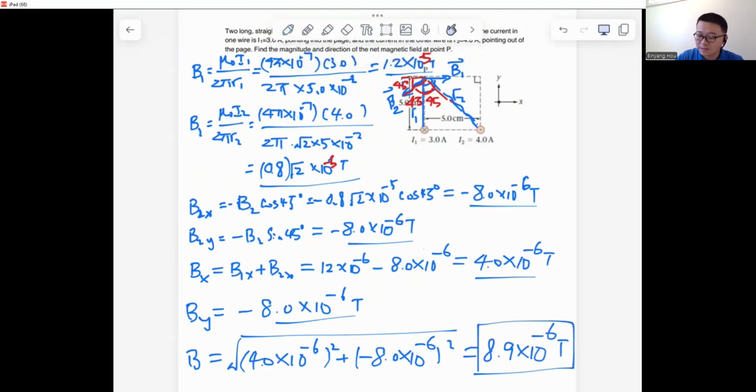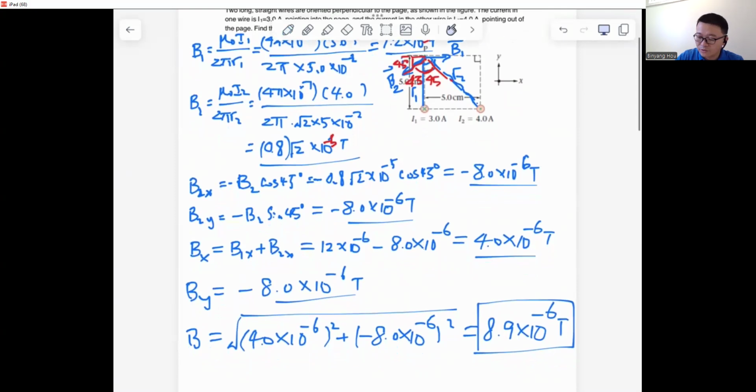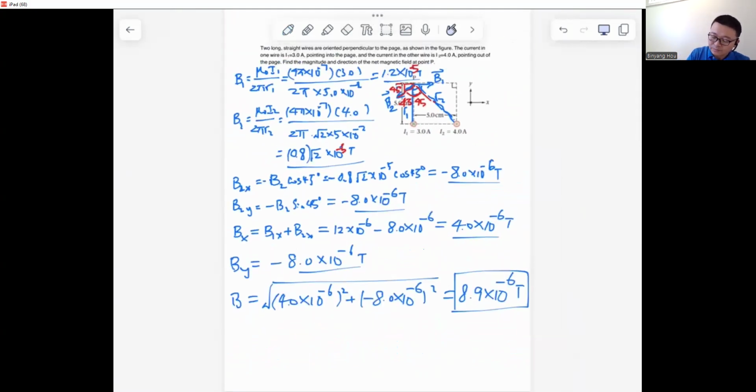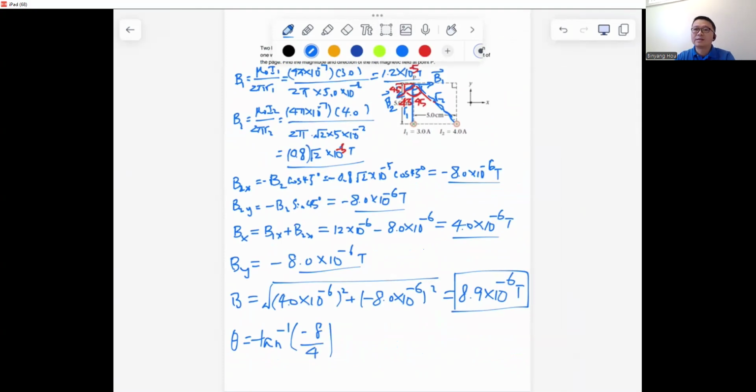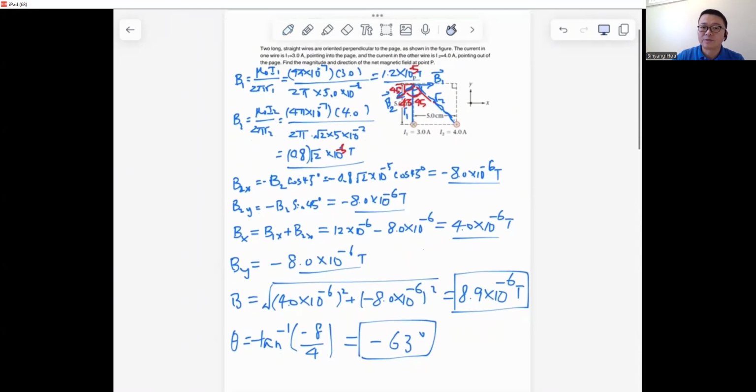That's the magnitude, and it's a vector, so we also want to know its direction. So theta should be tangent inverse of y over x. So minus 8 over 4, and the 10 to the minus 6 cancel, so it doesn't matter. This will give you minus 63 degrees. So that means the total field will be pointing downward, minus 63 degrees from the positive horizontal direction.